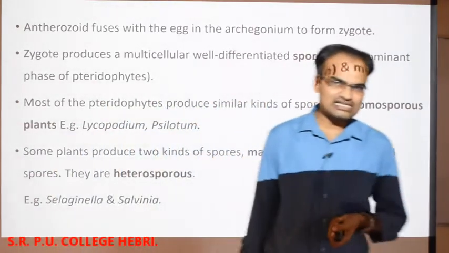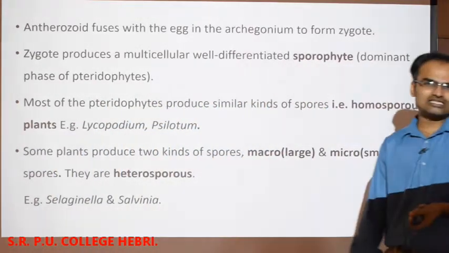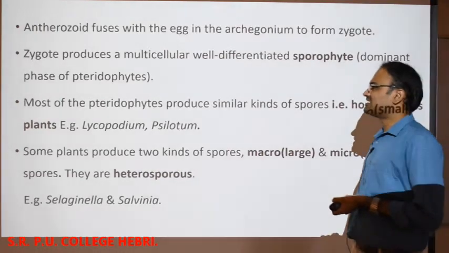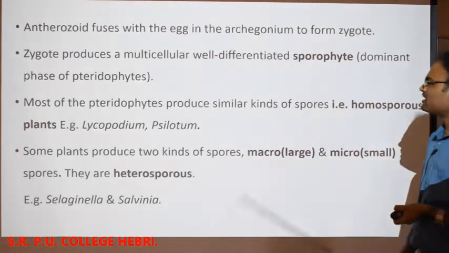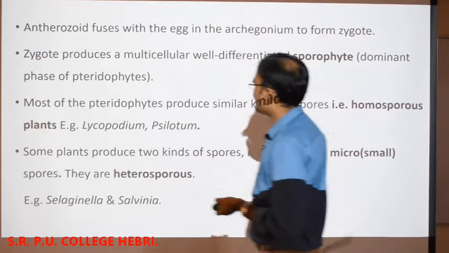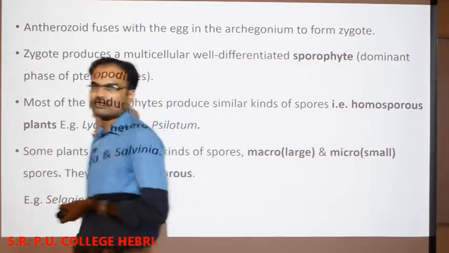So as the result, what will happen? A diploid zygote is going to form. That diploid zygote produces a multicellular, well-differentiated sporophyte, isn't it?